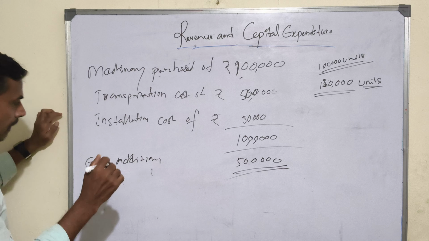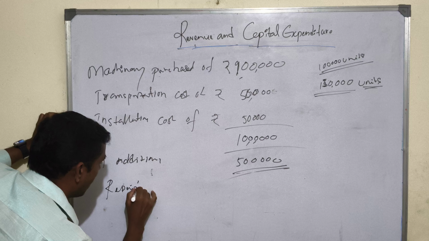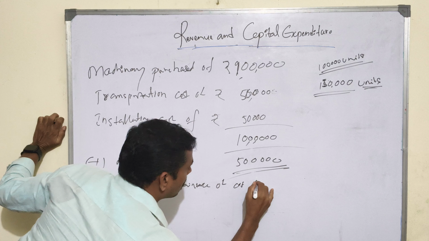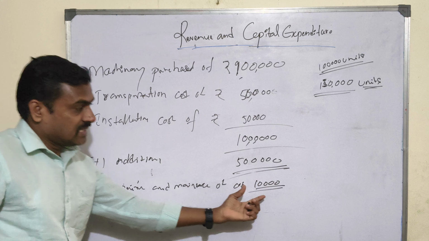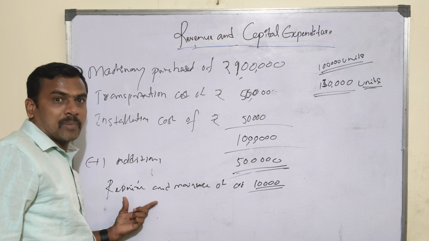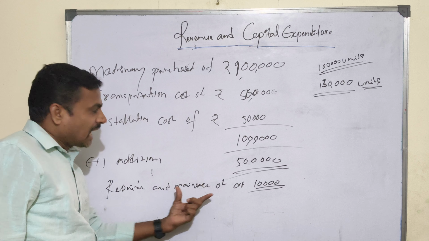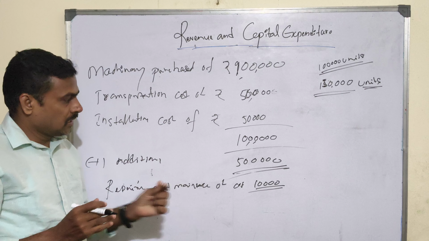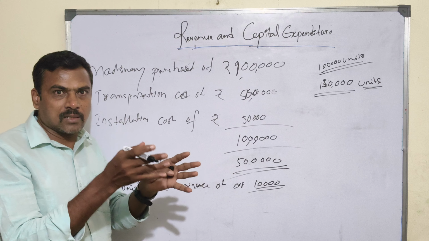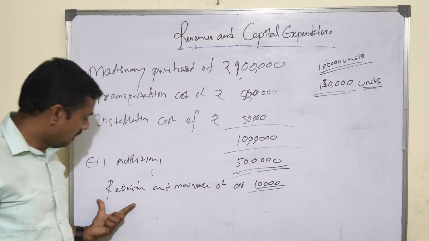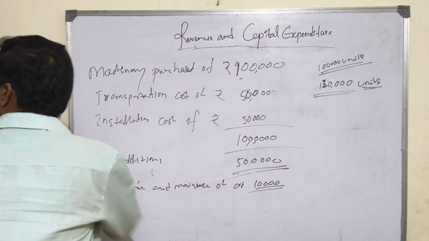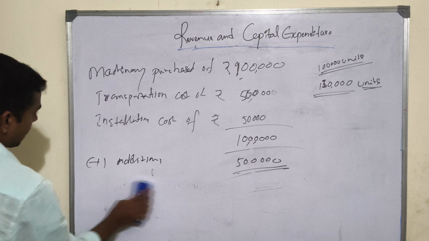Again, for example, repair and maintenance cost of 10,000. Is 10,000 a part of capital expenditure? No, it is not capital expenditure because it is routine. The company is incurring this cost to make sure my machineries function as they are, so that my business operation will not be disturbed, right? Remember, repair and maintenance of machinery is not part of capital expenditure, right?